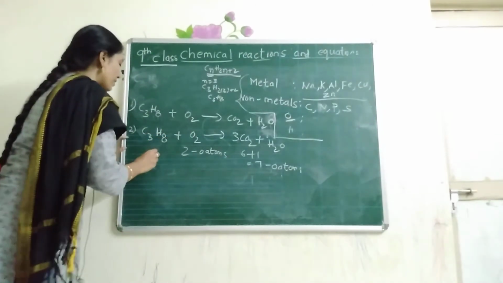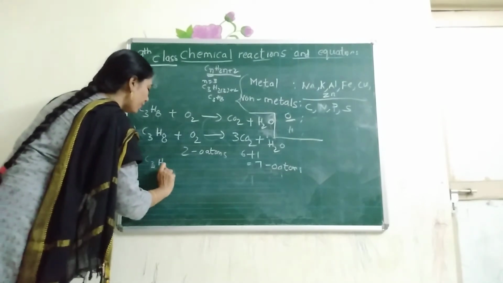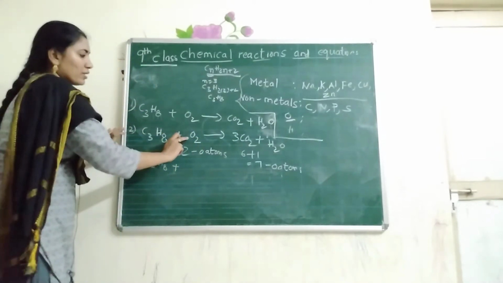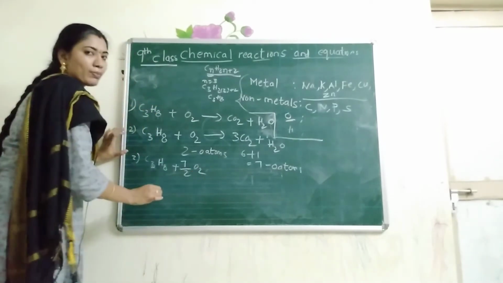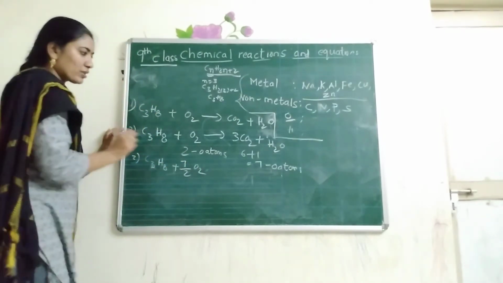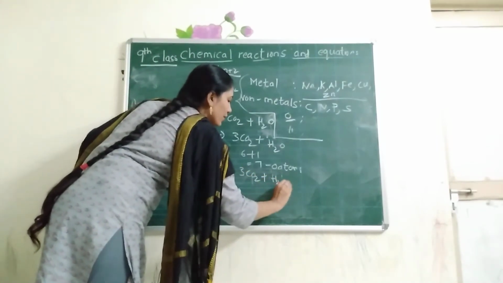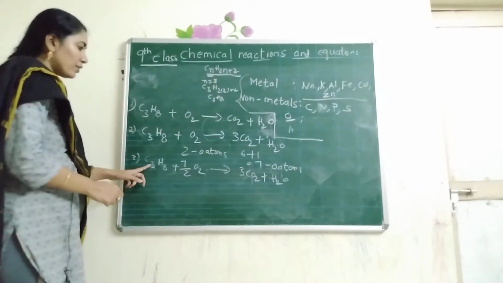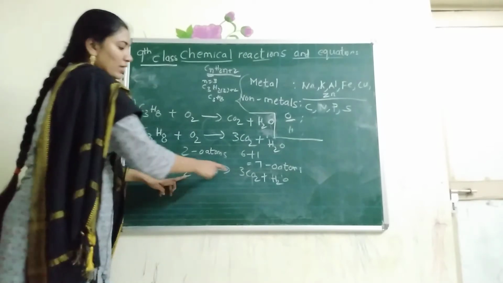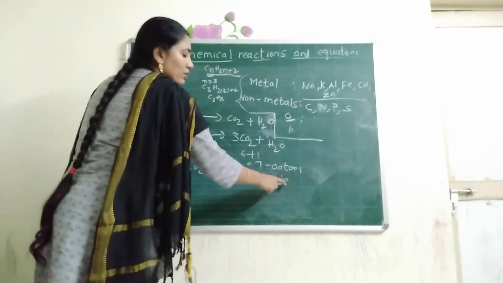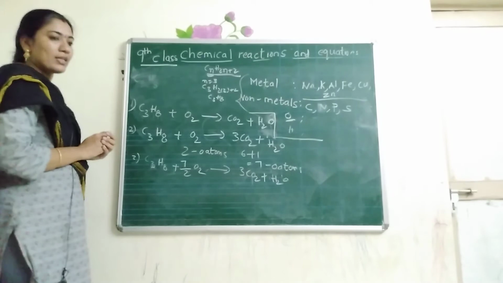If I multiply these oxygens with the coefficient 7 by 2, then what happens? C3H8 plus 7 by 2 O2 gives 3CO2 plus H2O. In 7 by 2, this 2 and this 2 get cancelled, so there are 7 atoms of oxygen here. Now see here, 3 carbons, here also 3 carbons. How many oxygens? 7 and 7, 7 oxygen atoms here. 3 into 2 is 6 plus 1 is equal to 7. So the carbons are balanced, and the oxygens are also balanced in this equation.